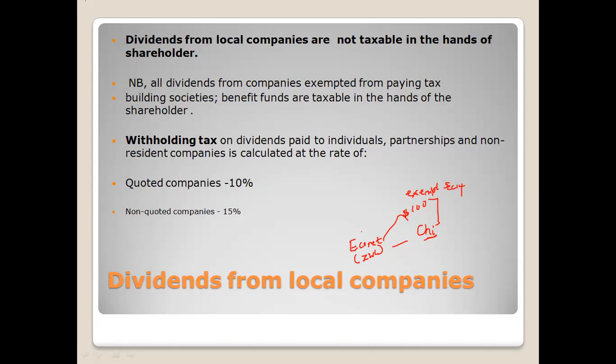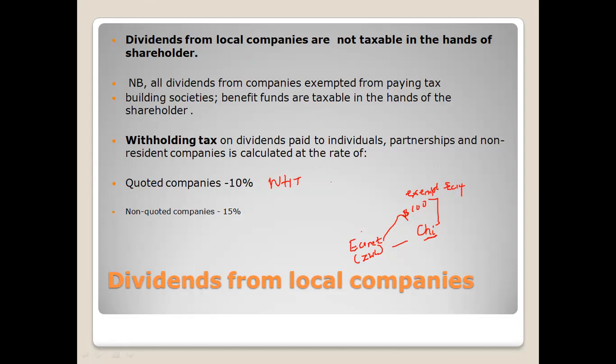So you need to take note. When we are calculating our withholding tax, for quoted companies, these are companies that are listed on the Zimbabwe Stock Exchange, how do we calculate our withholding tax? This is 10%. Non-quoted companies, we use which rate? We use 15%. Okay, I think this is loud and clear.